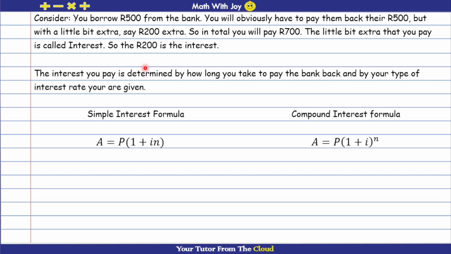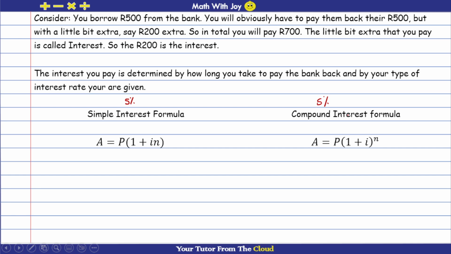Now the interest that you would have to pay back the bank is determined by how long you take to pay them back. The longer you take to pay them back, the more the interest is going to be. And it's also influenced by the type of interest rate that you are given. So the bank can say, here's 500 rand and we are going to charge you simple interest, or here's 500 rand and we will charge you compound interest. The interest rate is usually given as a percentage, like 5% interest or 5% compound interest.